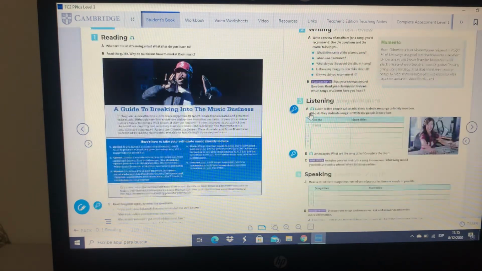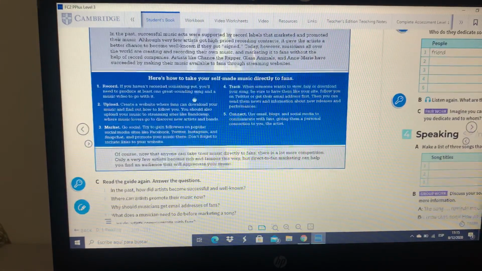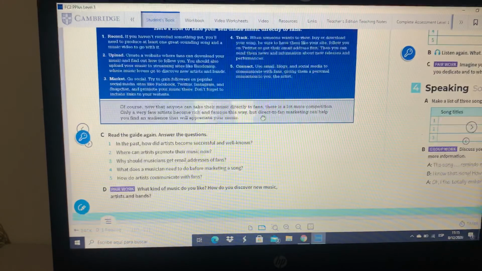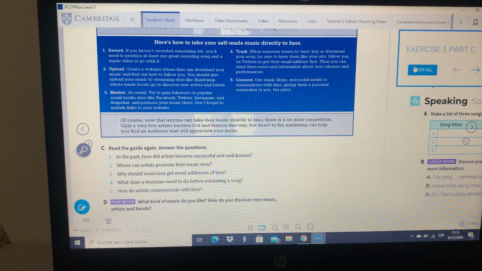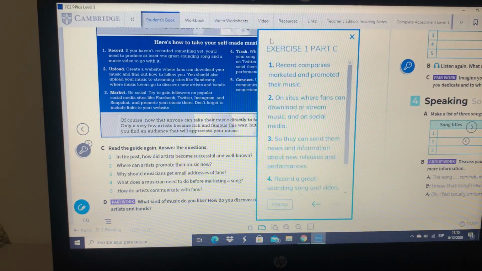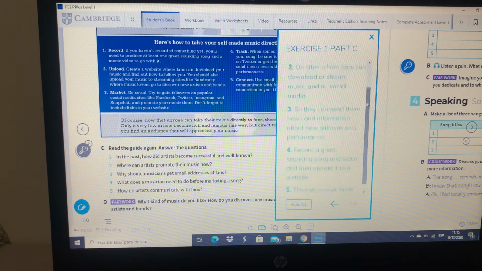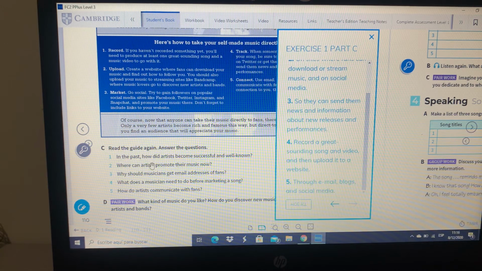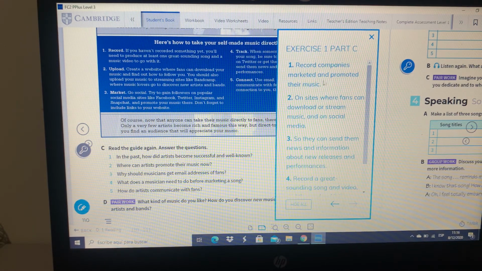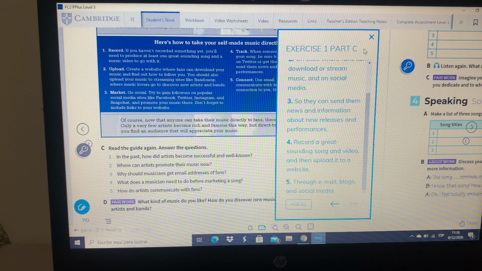All right, the next part, well, this is reading comprehension. So please, guys, read this answer. I'm gonna show you the answers so you can read and check. Here you can see them. So these are answers for the questions. In the past, how did artists become successful and well-known? And the answer is record companies marketed and promoted their music. And then you can read the other questions, and these are the answers.